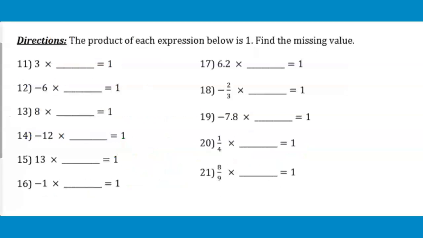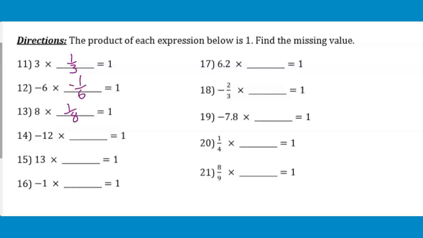Okay, so let's look at another concept here. How can we get a number, multiply a number, and get 1? So 3 times what equals 1? Well, it's got to be smaller than 3, but really all it is 3 times 1/3, right? That would be the same thing as dividing by 3. And if I wanted to get to 1 using negative 6, it would be multiply it by negative 1/6. Multiply it by 1/8. You see the pattern here.